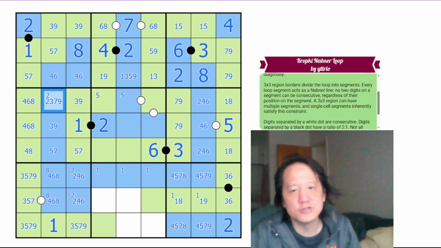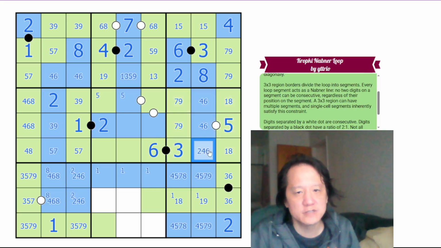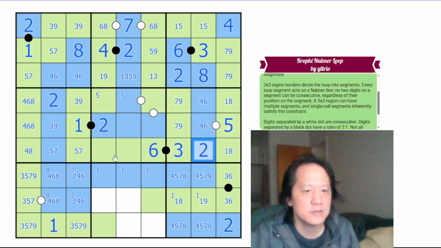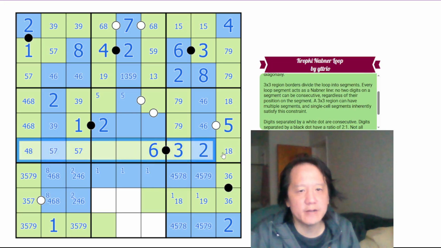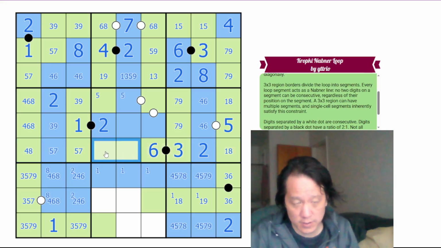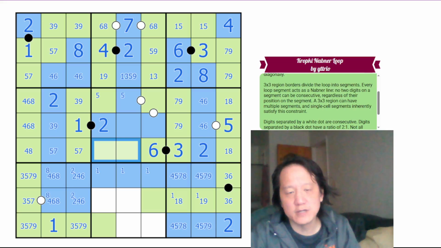So this has to be 2. So this is 2, which eliminates 2 here. Where's a 2 in box 6? It has to be here. What has to be in this Nabner line? We don't have access to a 9 yet. So 9 has to be here. So this must be 9, which means 8 cannot be here. You could have 1 or 4 here, though. So this is 1, 4, 9.